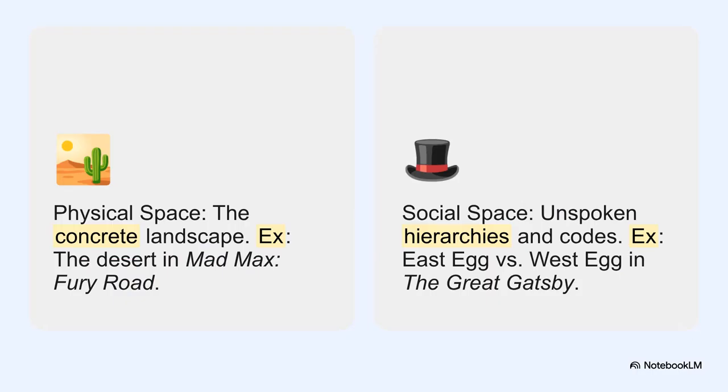So you start with the physical space, the stuff you can actually see and touch. The desert in Mad Max isn't just a bunch of sand. It's the perfect physical representation of a harsh, broken world. But then you layer the social space on top of that.